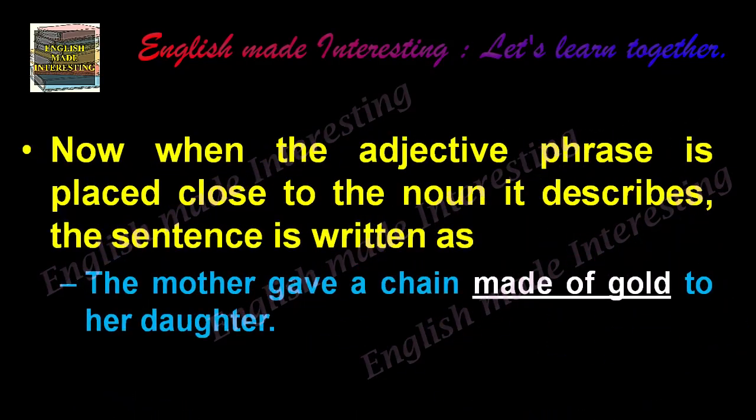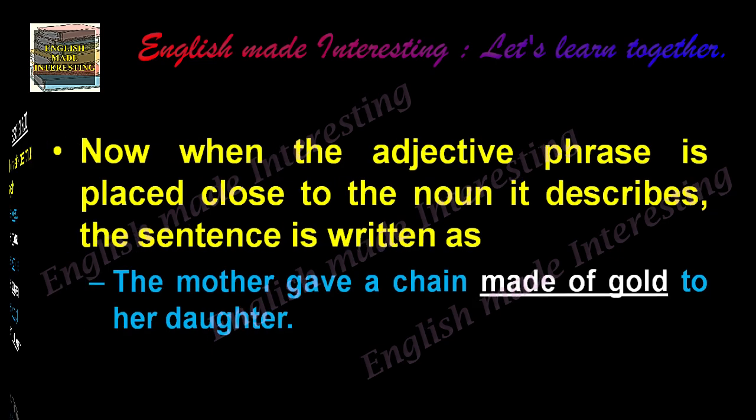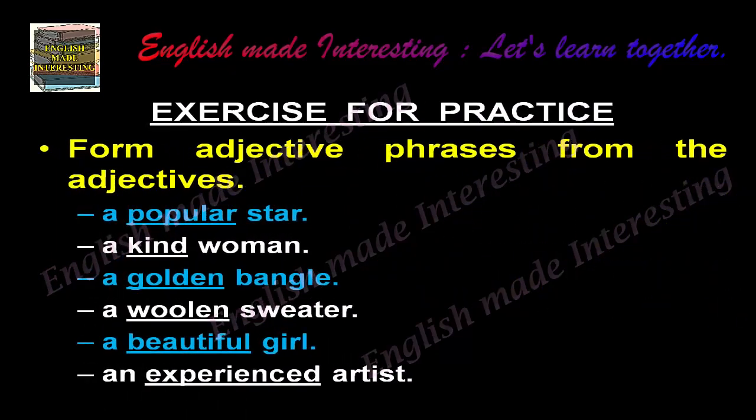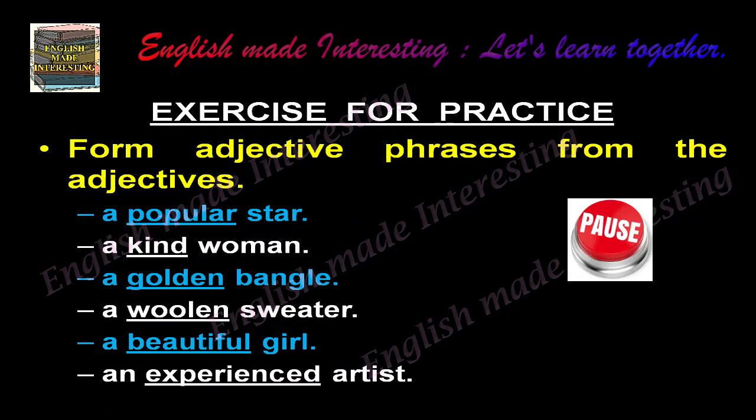So now, when the adjective phrase is placed close to the noun it describes, the sentence is written as: the mother gave a chain made of gold to her daughter. This makes sense, isn't it? Now, over to the exercise for practice. Form adjective phrases from the adjectives given.